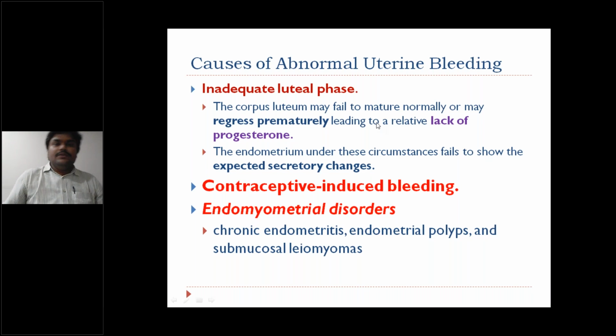Next, inadequate luteal phase. I already told you the corpus luteum, which secretes progesterone, may fail to mature normally or may regress prematurely, leading to a relative lack of progesterone. So what happens under these circumstances is that the endometrium fails to show the expected secretory forms. It results in abnormal bleeding again.